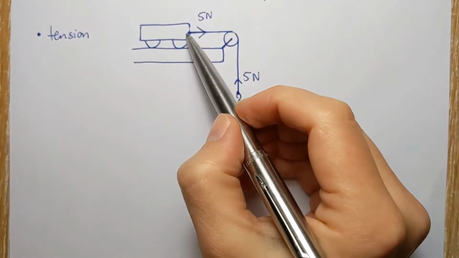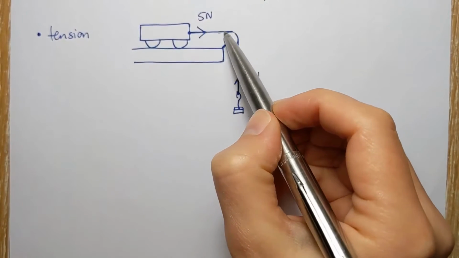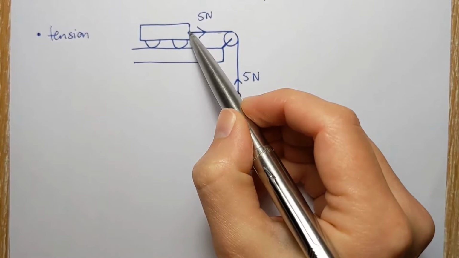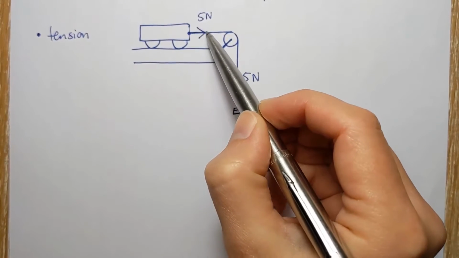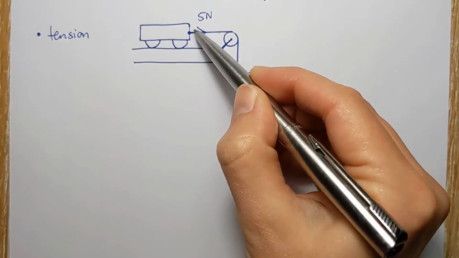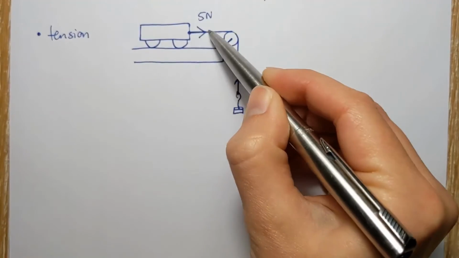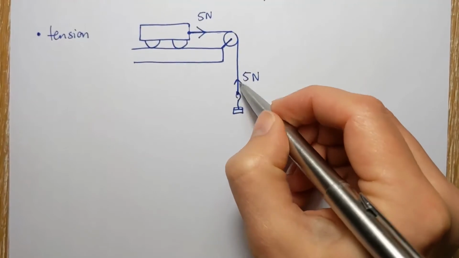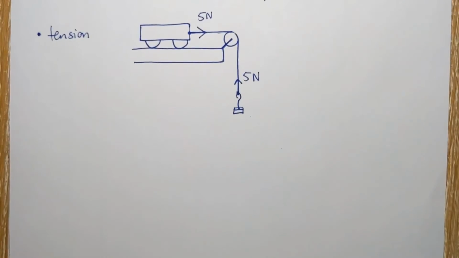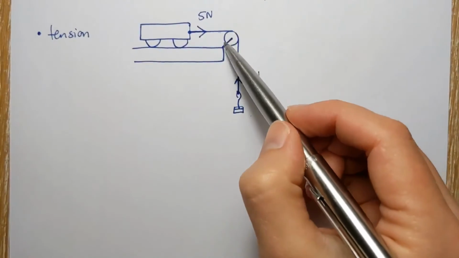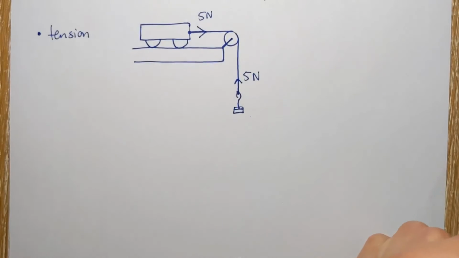And if we imagine that the string is made of lots of tiny little bits of string, then you can think of each one as pulling on the next one, which pulls back, which pulls on the next one, which pulls back, and so on. And that's how come you've got your 5 newtons pulling to the right here and pulling on the car, but pulling upwards on the mass hanger. If you're wondering what's going on with the pulley in the change of direction, remember the pulley is also exerting a force on the string there.